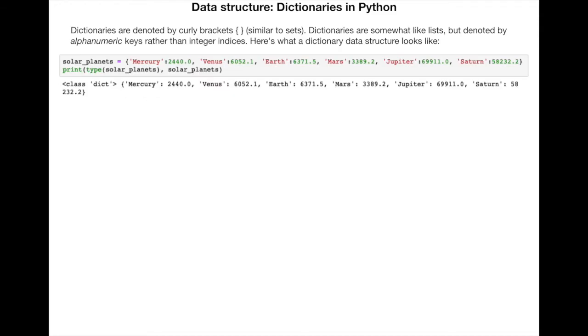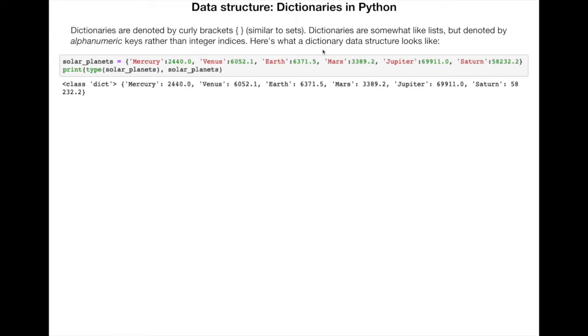The data structure dictionaries in Python is a very unique type of data structure that you don't see in most other programming languages. Dictionaries are denoted by curly brackets, which is similar to sets, but they have differences. Dictionaries are somewhat like lists, but remember that the indices of lists are usually integer numbers, while dictionaries are indexed by alphanumeric keys rather than integer numbers.